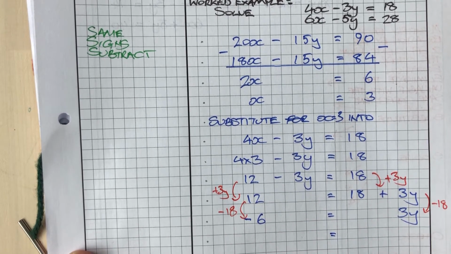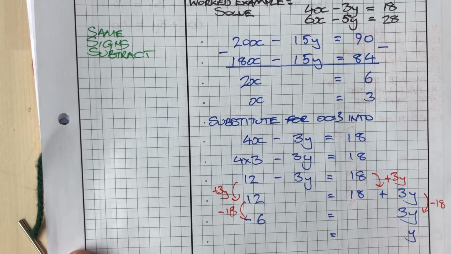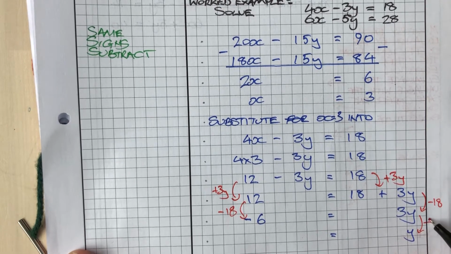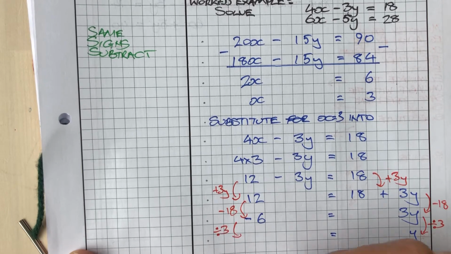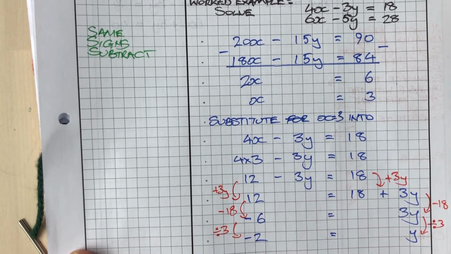My number times 3 is negative 6. I don't want it times by 3, so I divide by 3 on both sides. So y is negative 2.